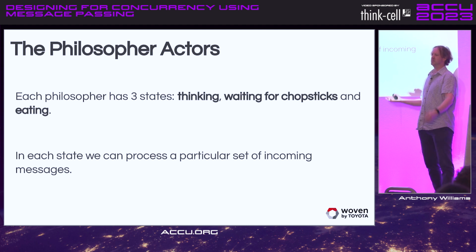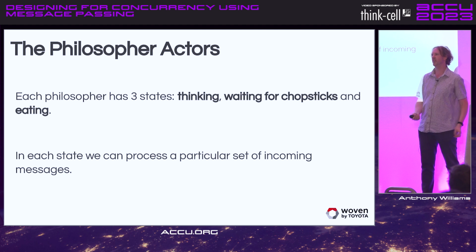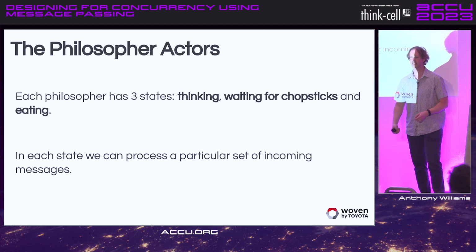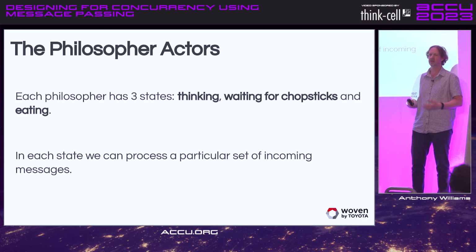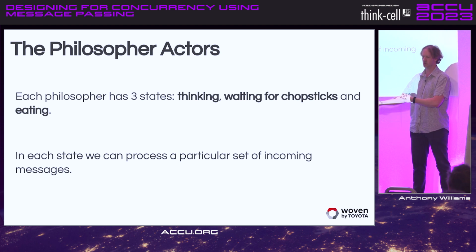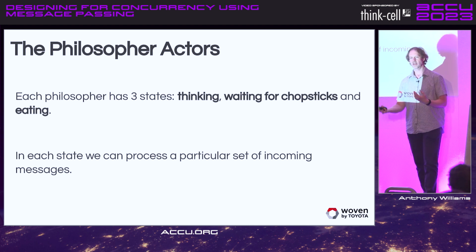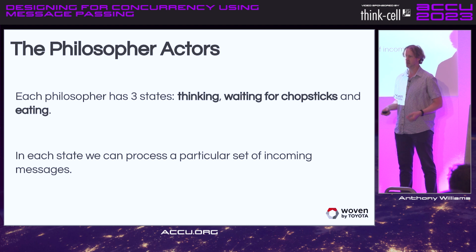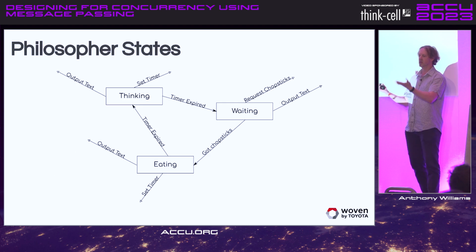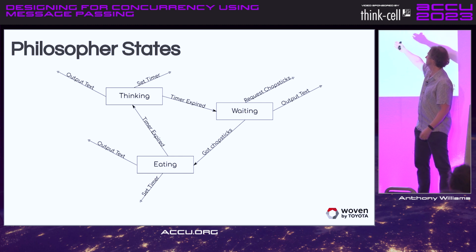So what about the philosophers themselves? Well, philosophers, fundamentally, we have two states we want them to be in, thinking and eating. And then we have that sort of intermediate stage where they're waiting for chopsticks because they've decided they want to eat, but they can't eat yet because they've got to pick up some chopsticks first. And in each state, there's a particular set of messages that we might have to process and some messages that we might output. So we have a set of states. We have thinking and waiting and eating.